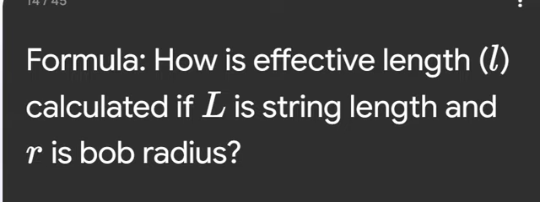14th question. You have to write the formula or state the formula. How is the effective length calculated? If capital L is string length, and small letter r is bob radius, then with the help of these variables only, you have to write the formula for calculating the effective length.